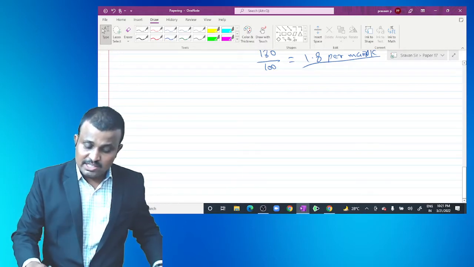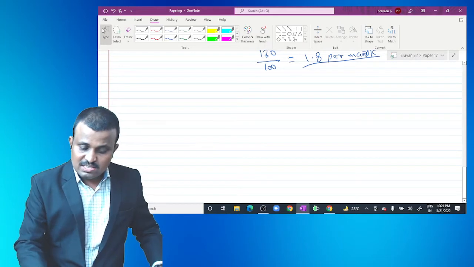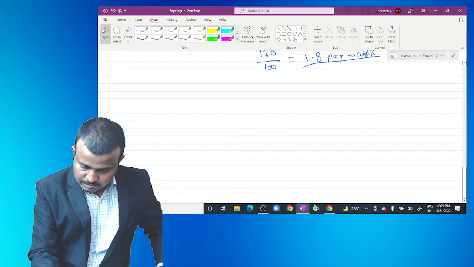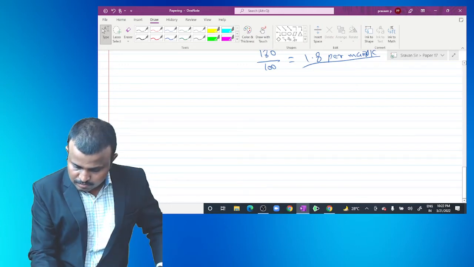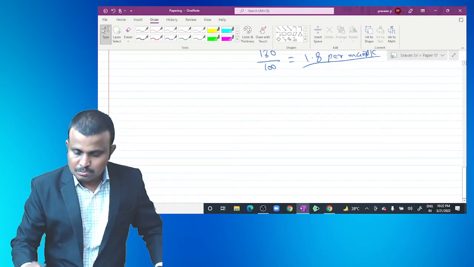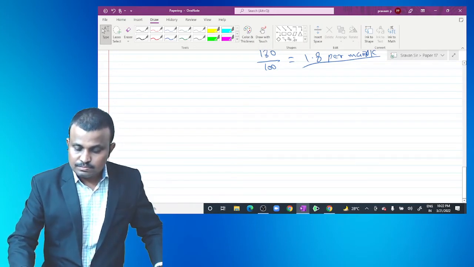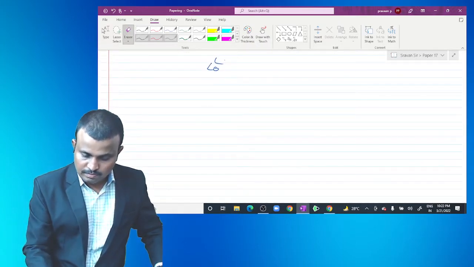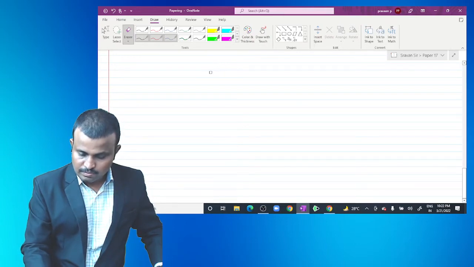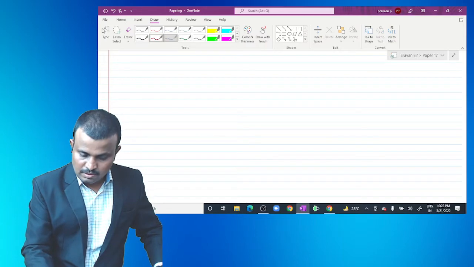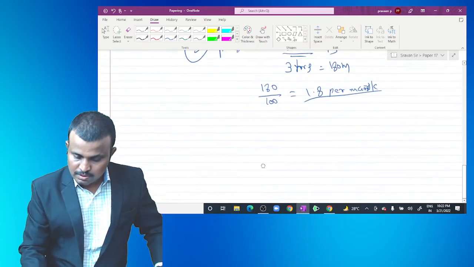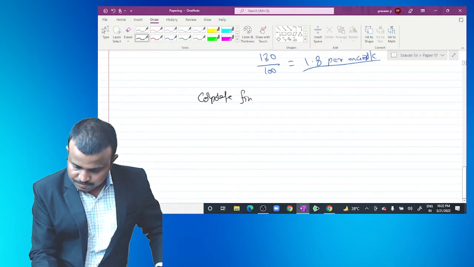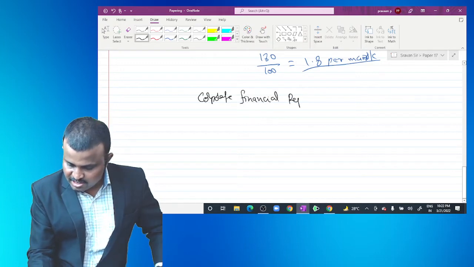And before going to that, coming to what is meant by CFR, the paper name is Corporate Financial Reporting.